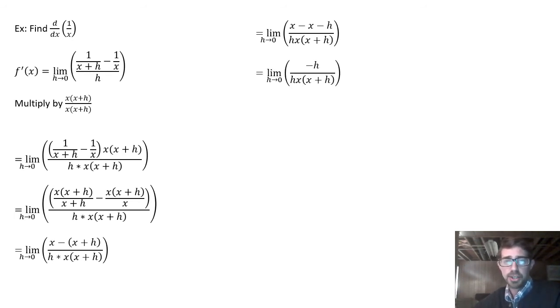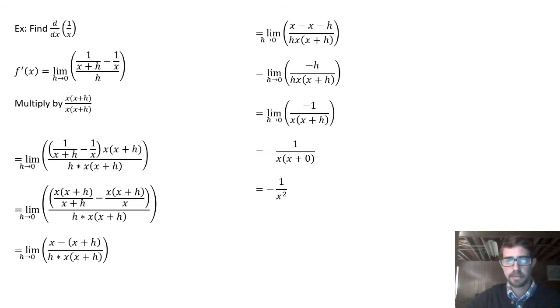So we have negative h over h x times x plus h. Boom. Some h's cancel out. We know we're going the right way. Divide everything by h. You get negative 1 over x times x plus h. And now we can just set h equal to 0 and actually evaluate the limit. So when h is 0, this is just negative 1 over x times x, or negative 1 over x squared. Okay, so that goes in the big book of derivatives. The derivative of 1 over x is negative 1 over x squared.